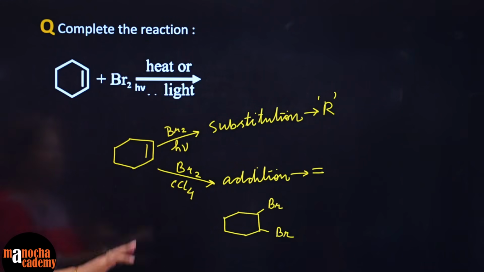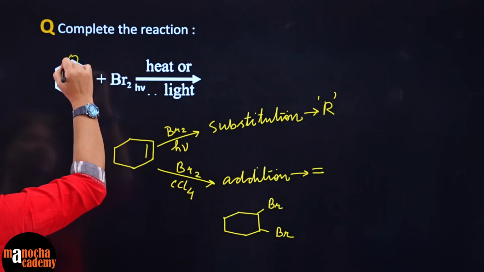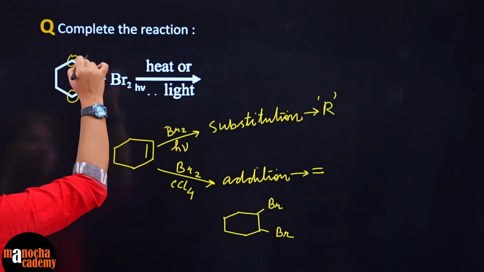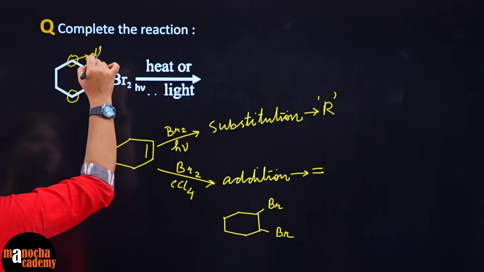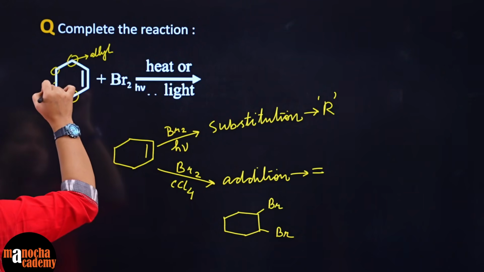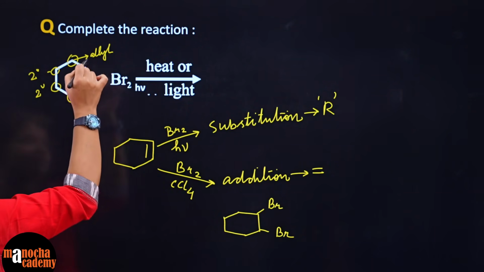Okay, if it's substitution reaction, you have to substitute the alkyl group. What are the options you have here? Look, what type of carbon is this and this? If you remember, carbons bonded to a double bonded carbon are allyl carbons, right? And these are simple secondary carbon atoms. This is also secondary, but it's allyl.